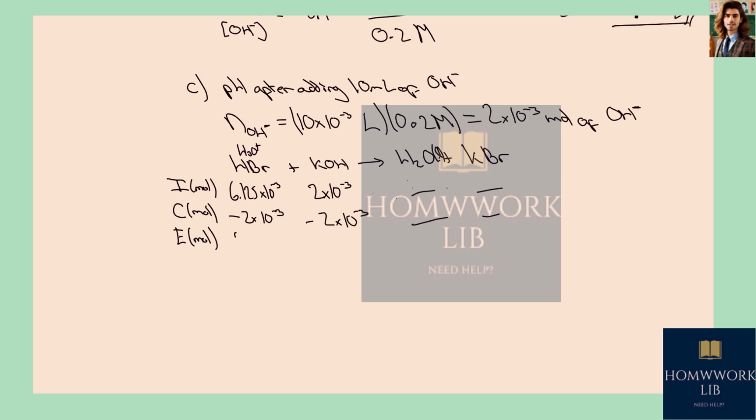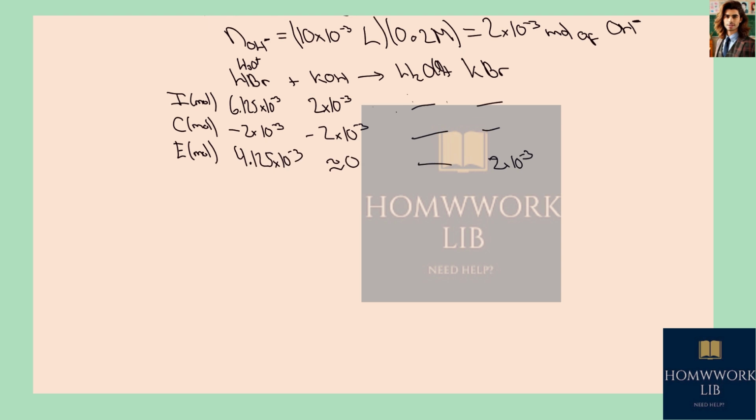So at equilibrium, we're going to have 4.125 times 10 to the minus 3, something close to 0. Water is just a pure substance, and here we will have 2 times 10 to the minus 3 of the salt, but we really are not going to use it. So now, using this amount of mole, we are going to divide to find the concentration of H3O+ that we're going to have in solution.